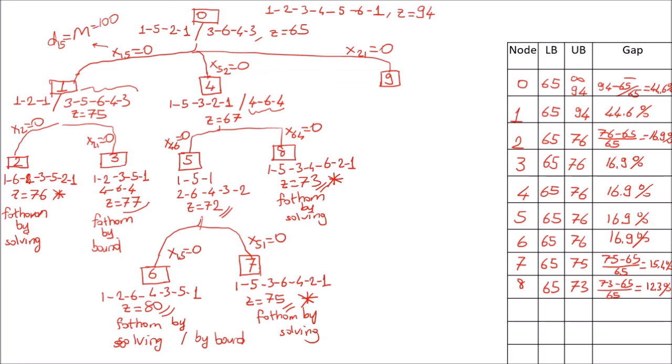Now we have only one remaining node, and we number that one as node number 9. And when we solve this, we obtain this solution. Let me write it here: 1, 5, 2, 3, 1. This is one subtour, and 4, 6, 4. This is another subtour, and the Z value is 67. And since we have subtours here, we cannot fathom because of solving, because of feasibility. And since the Z value is better than our previous incumbent solution, we cannot fathom because of bound. So we need to branch.